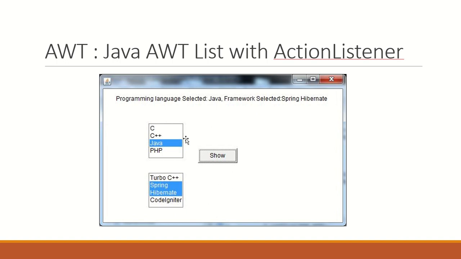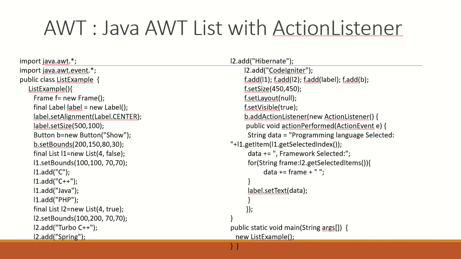What you're going to do is that the user has the freedom to select items from both lists, and when he presses the Show button, that is when the button gets submitted, you will display that the user has selected the programming language as Java and the framework as Spring and Hibernate. So this is the total concept of the program. Let's see how to do that.